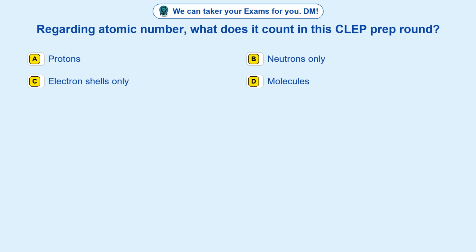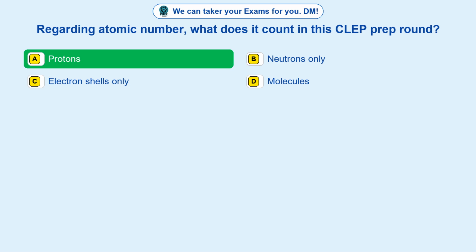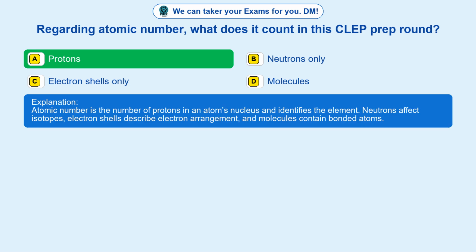Question 31. Regarding atomic number, what does it count in the CLEP prep round? Option A, protons. Option B, neutrons only. Option C, electron shells only. Option D, molecules. The correct answer is option A, protons. Atomic number is the number of protons in an atom's nucleus and identifies the element. Neutrons affect isotopes, electron shells describe electron arrangement, and molecules contain bonded atoms.